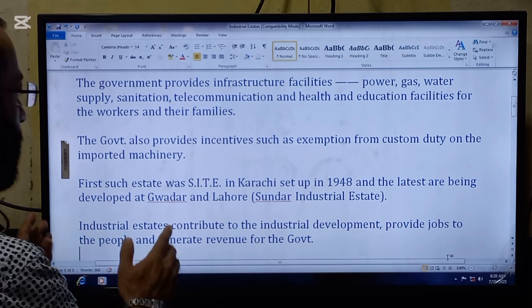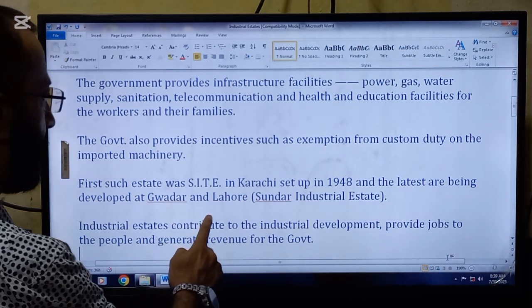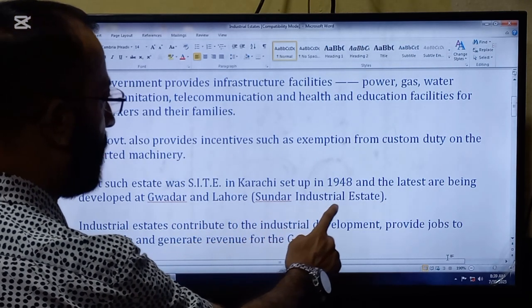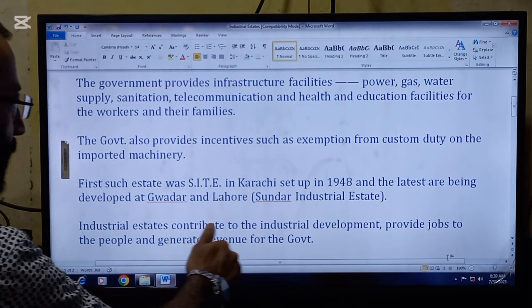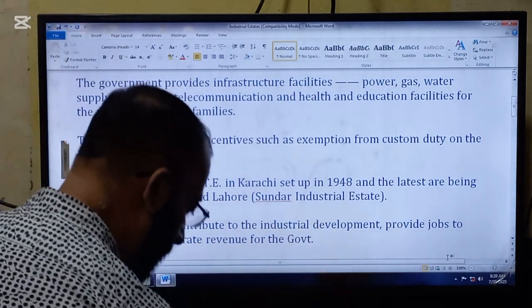The first such estate in Pakistan was SITE in Karachi, set up in 1948, and the latest are being developed at Gwadar and the Lahore Sundar industrial estate.